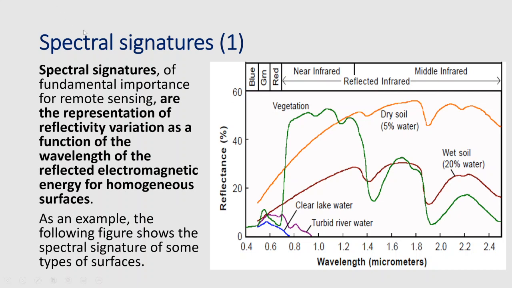The concept of spectral signature, starting from the name of this topic, means that it is something related to spectral, so to the function of wavelengths, because the values range over the different wavelengths, and signatures because, like our signatures, the variation of the reflectance for every single homogeneous surface on the Earth's surface is like our signature. That means that they are really different from each other.